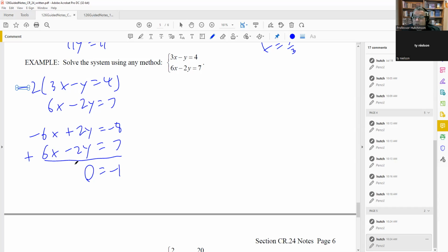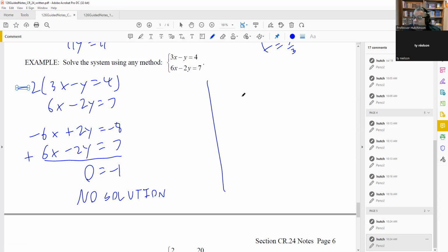So if you get this, it doesn't mean that you did the problem wrong. It just means that there's no solution on this. So if you get something like this, this means no solution. In the notes, when I did it by substitution, I got another false statement. I got 8 equals 7, which is also false. That would tell you it's no solution. So whether you use substitution or elimination, if you get something that is a false statement, it's no solution.